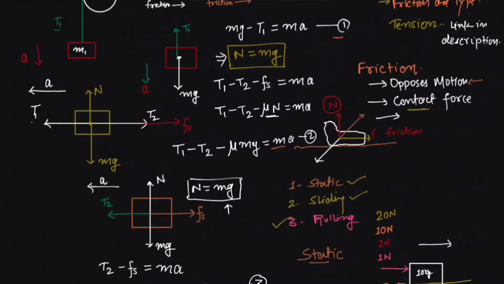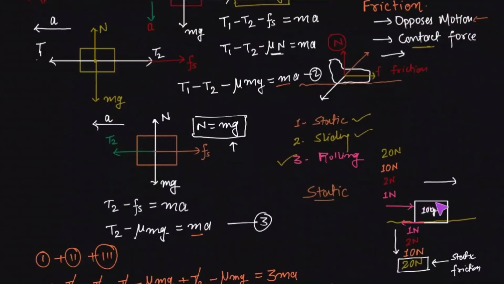Static friction is the force of friction when there is a tendency for movement between two objects, but there is no actual relative movement, only tendency is there. Static friction is never constant.